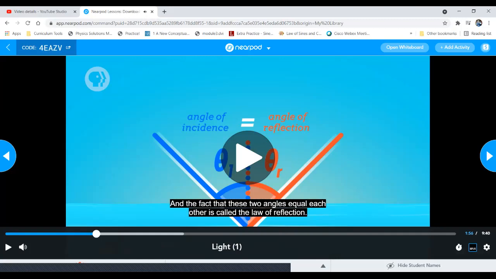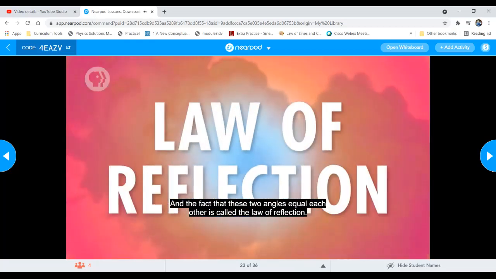In your notebook, this is something that's very important: the angle of incidence, so wherever a ray of light comes from, it leaves or is reflected at the exact same angle. So like she said, if it is 30 degrees into the water, it will be reflected at 30 degrees out of the water. If it's 75 degrees in, it'll be 75 degrees out. And so that's a very important concept. And the fact that these two angles equal each other is called the law of reflection.